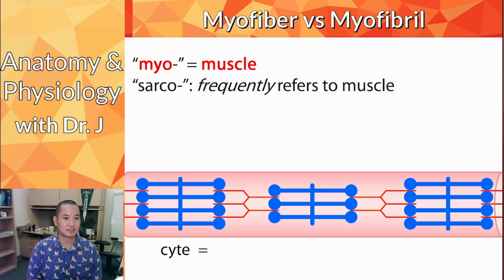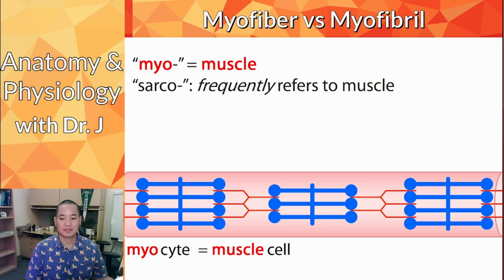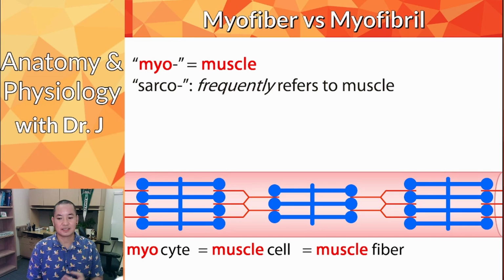Now, cyte, we should be very familiar with that. Whenever you see cyte or cyto, that is the root word meaning cell. So when you have a myocyte, you have a muscle cell. In skeletal muscles, when a bunch of these muscle cells fuse together, they form a muscle fiber. So a muscle fiber is actually an elongated muscle cell. And myofiber refers to the same thing. So myofiber, muscle cell, myocyte.